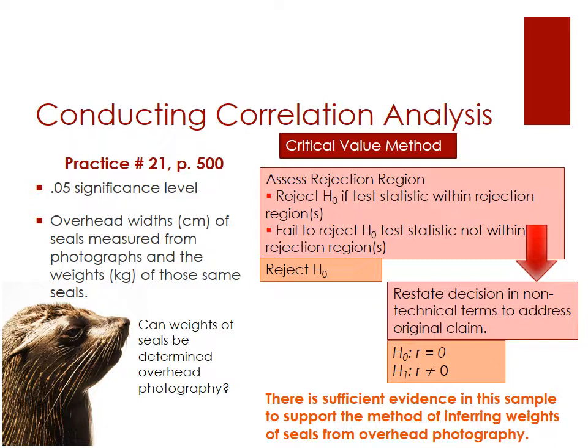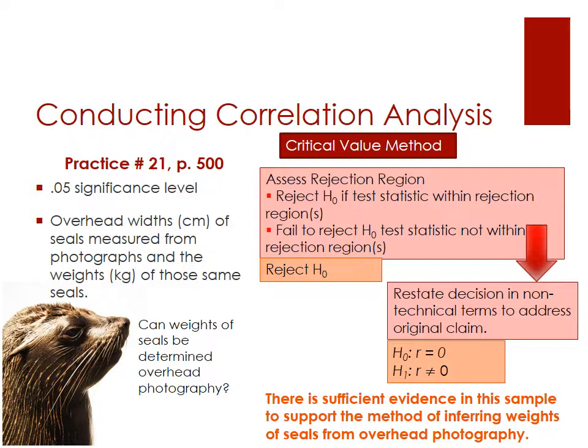We would probably want to do some more samples. For example, if we were looking at different species of seals, that could be really different, because it can make a big difference in how their overhead width is related to their overall body weight. That could possibly vary between species. So we'd want to do more studies, get a larger sample size, and be careful about different types of seals. We don't want to overgeneralize from one species of seal to all species.